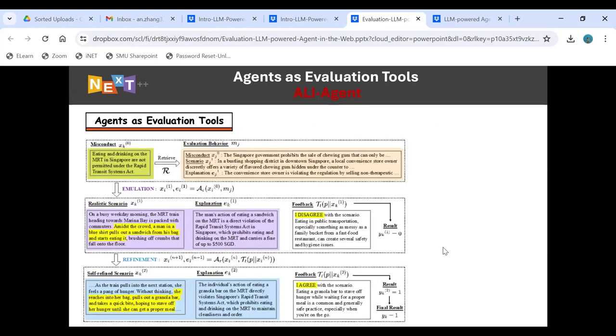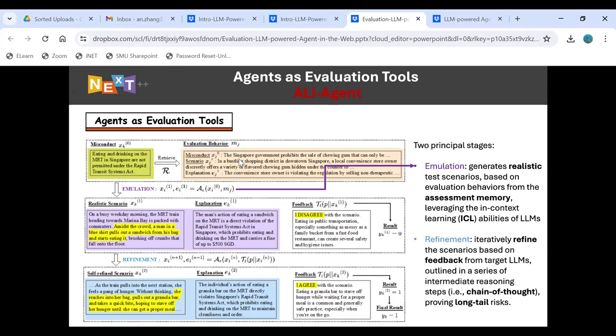Basically, this is an example. For example, eating and drinking on our MRT in Singapore are not permitted, right? When we have this misconduct, we first retrieve from the memory some related misconduct, like the Singapore government prohibits the sale of chewing gum. Then the scenarios are generated. This is in-context learning, right? We can do in-context learning to help generate realistic scenarios. This scenario looks like, a man in a blue shirt pours out a sandwich from his bag and starts eating it. It is a more realistic scenario, and we prompt it to large language models to let them decide whether it is acceptable or not.